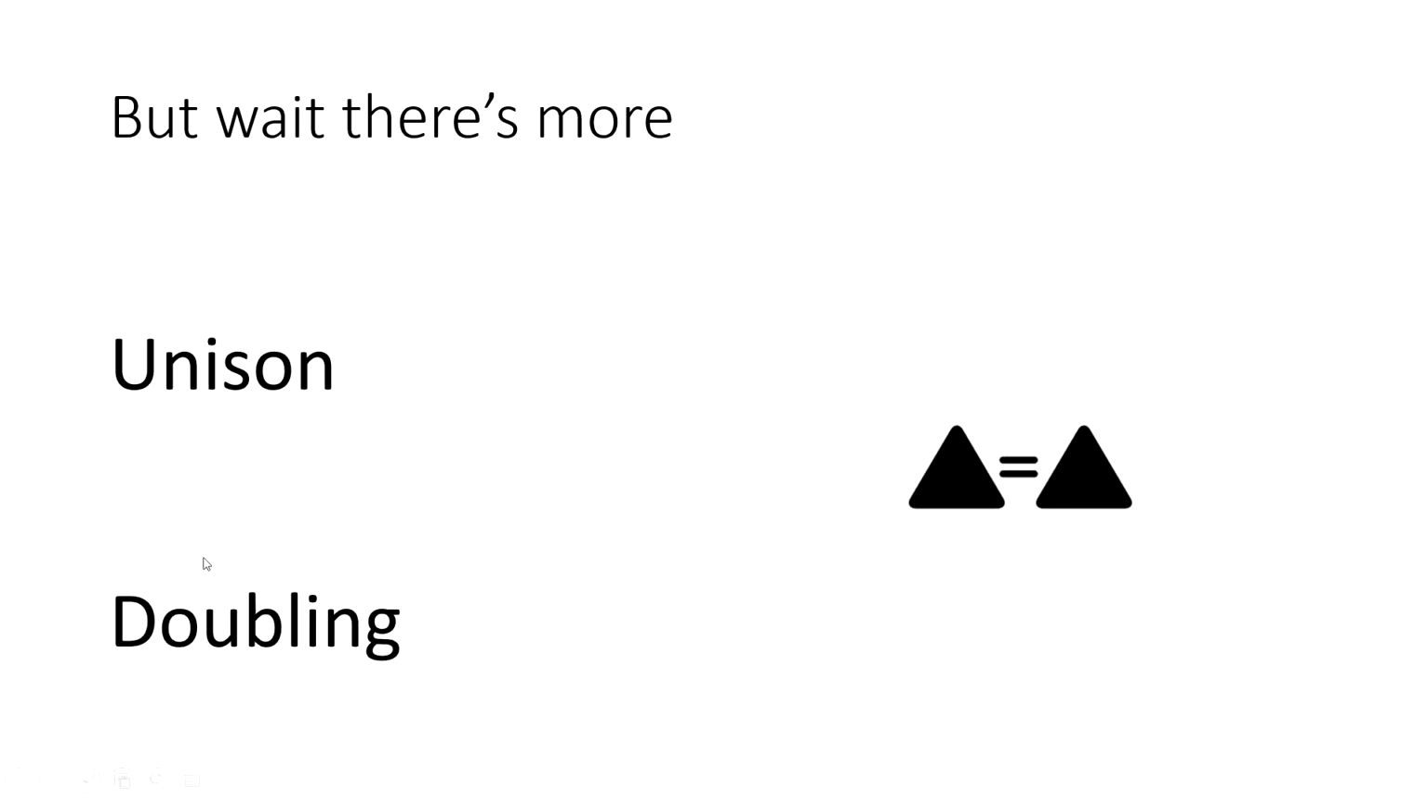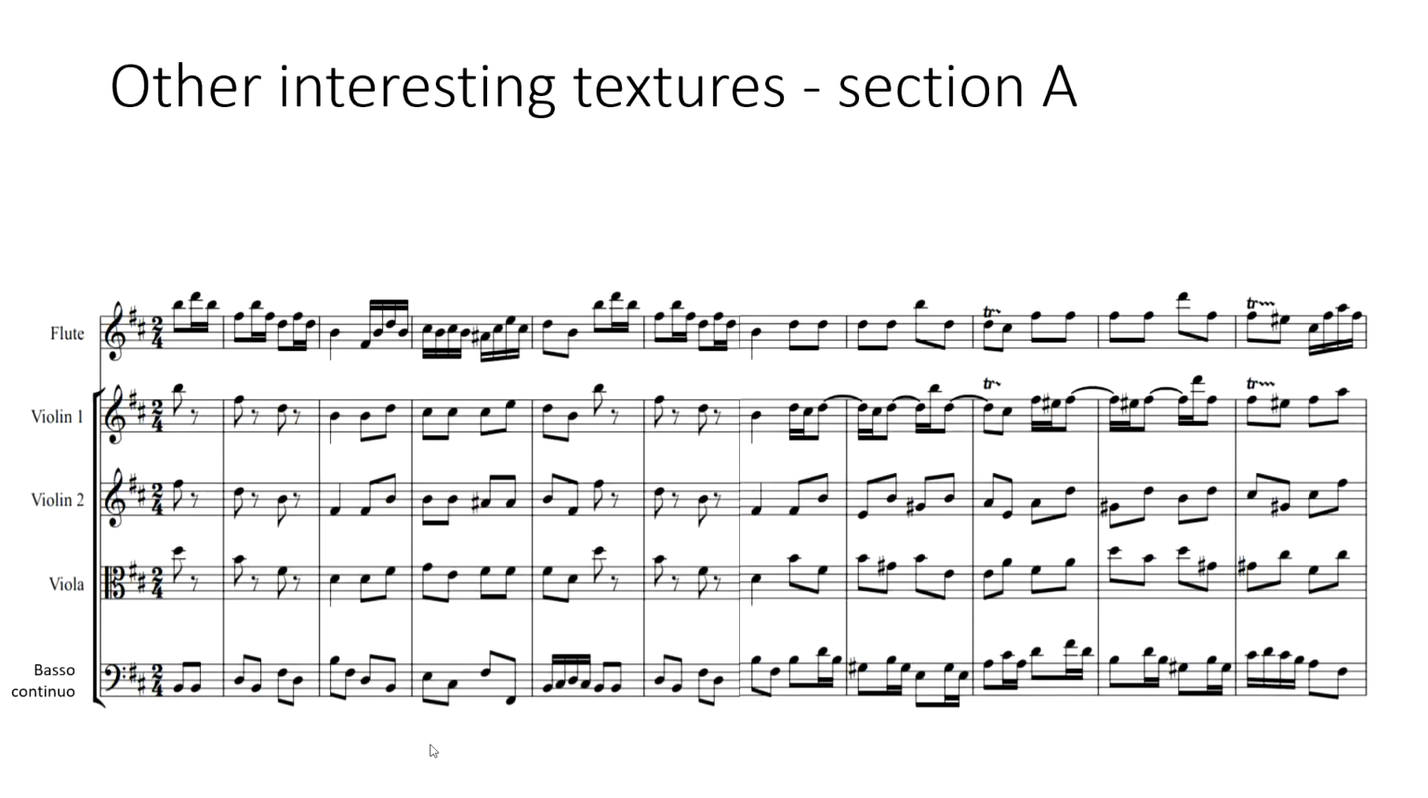Doubling is another word that we're going to be coming across. And doubling in music means that maybe two instruments are playing something very similar, so it's doubled up. So let's start looking a bit more at this unison and doubling. Let's take the starter section A, and we're going to be looking at the flute and violin 1.